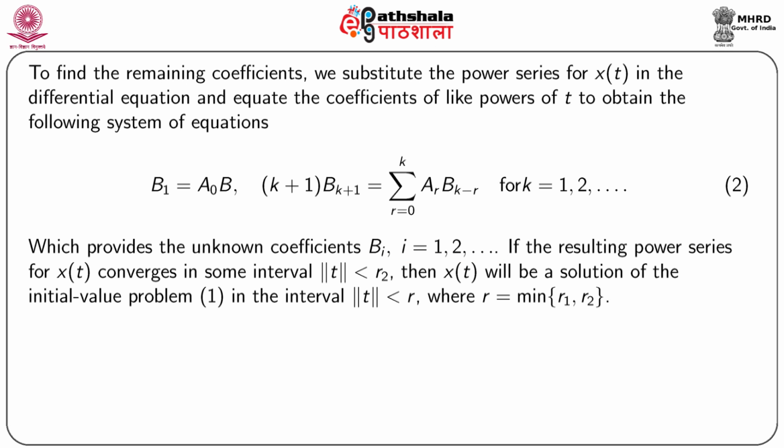If the resulting power series for x(t) converges in some interval norm t less than R2, then x(t) will be a solution of the initial value problem 1 in the interval norm t less than R, where R is equal to minimum of R1 comma R2.